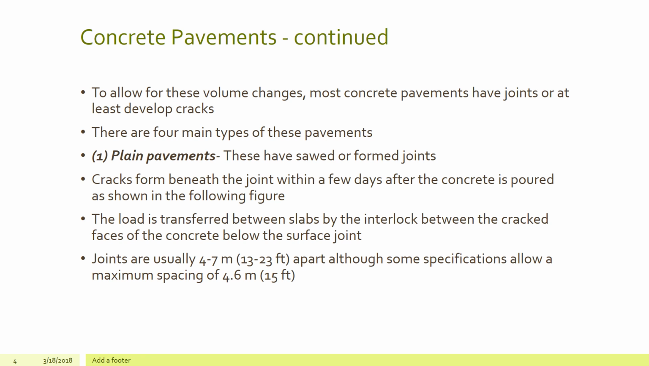There are four main types of these pavements. We get plain pavements. They have sawed or formed joints. Cracks form beneath the joints within a few days after the concrete is poured, as shown in the figure, which is in the PowerPoint presentation that's part of this module. The load is transferred between the slabs by the interlock between the crack faces of the concrete below the surface joint. Joints are usually 13 to 20 feet apart, although some specifications allow a maximum of 15 feet.